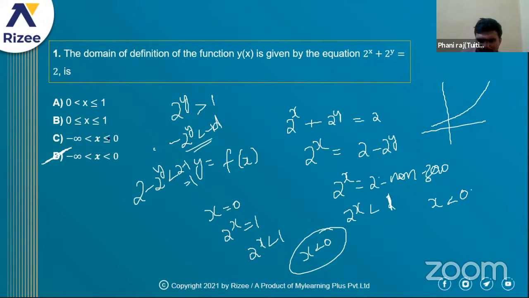From that, you infer that x is less than 0, because 2 power x is less than 1 implies x is less than 0. But there is no restriction other than that. So x is greater than minus infinity and x is strictly less than 0. x cannot be equal to 0 also.